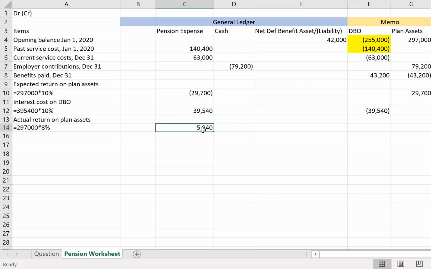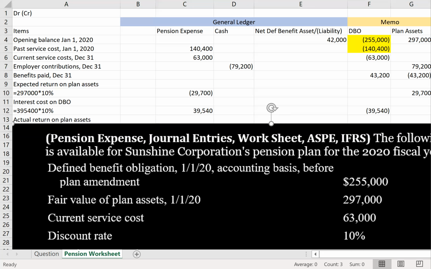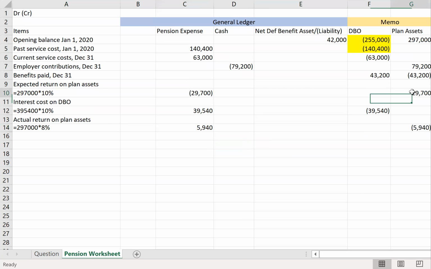So the offset of this increase in our expense of $5,940 is going to decrease our plan assets, which of course makes sense because we thought our plan assets were going to be worth an increase of 29,700, but that was too high. So we had to pull it down. So you can see now we've increased our plan assets by 23,760, which is exactly what we have going through as an offset to our pension expense.